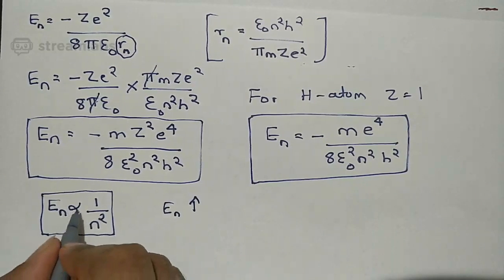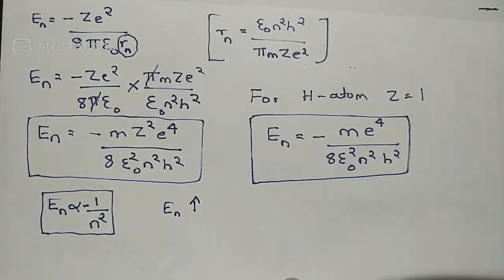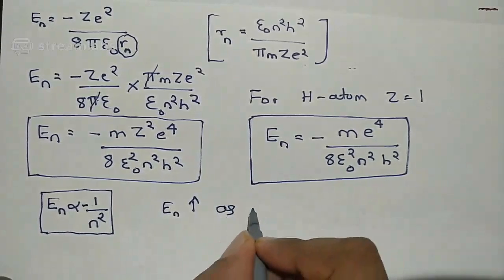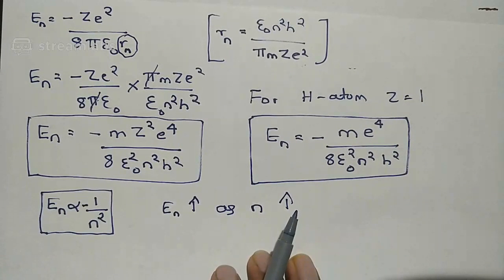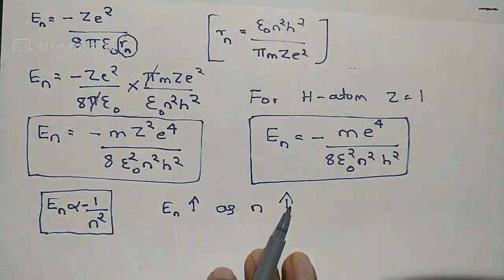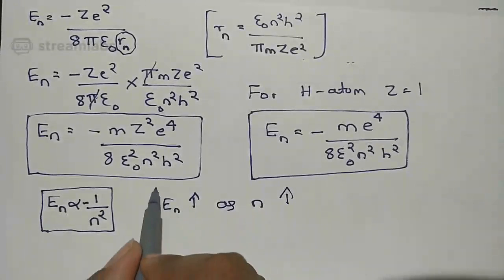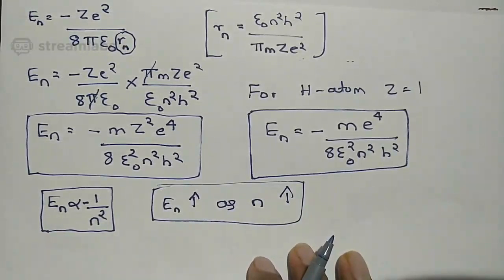energy increases. Why? En is not proportional to 1 by n square, En is proportional to minus 1 by n square. So the energy becomes less negative, that means it increases. En increases as n increases. Basically this tells you that electrons in the outer orbit have more energy than electrons in the inner orbit. That is the significance of this.